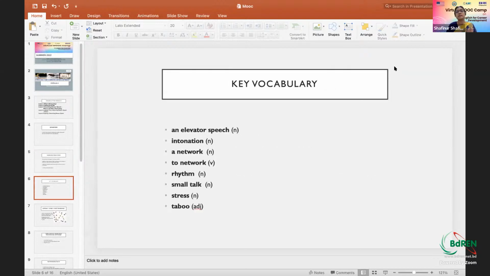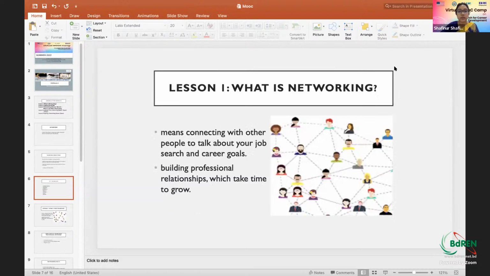So here you will learn some key vocabulary. For example, an elevator speech, which is a noun, intonation, a network, to network, rhythm, small talk, stress, taboo.